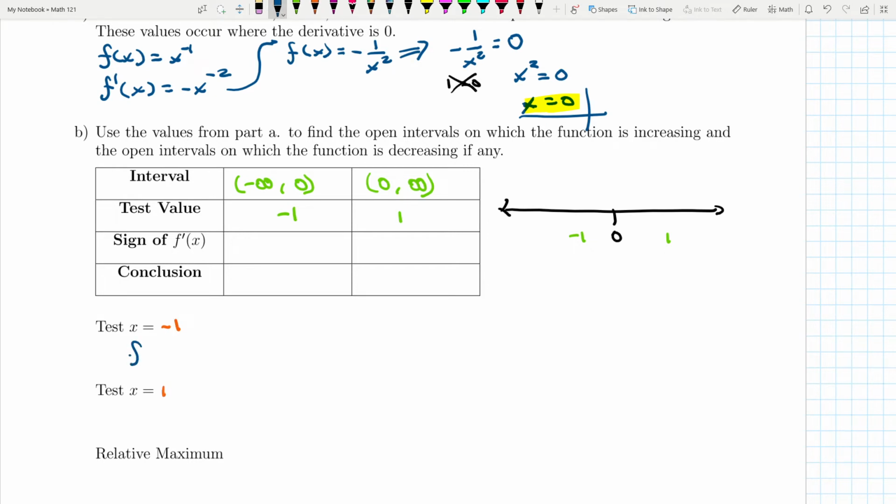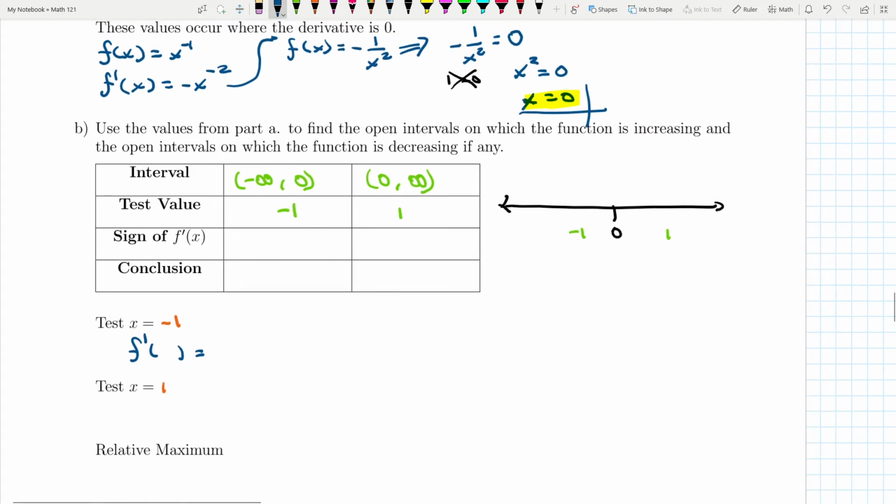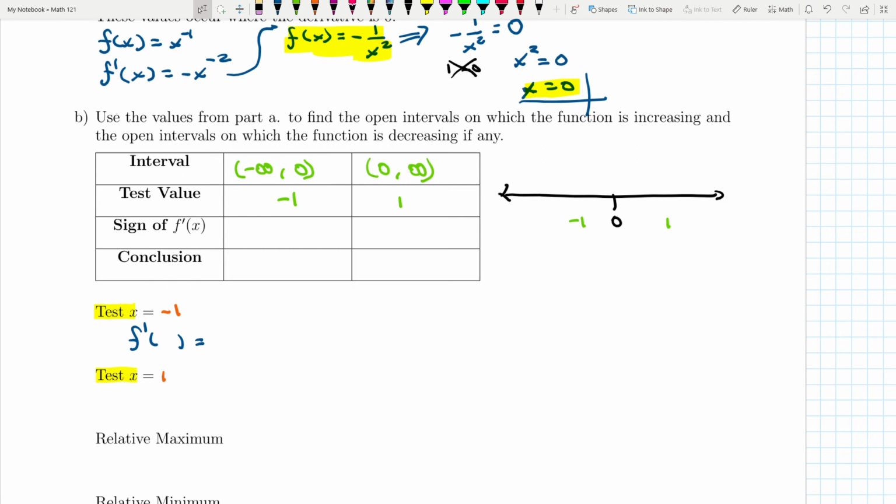For f prime evaluated at negative 1, we test this in the derivative. And the derivative is this one where I'm highlighting this function. So that's negative 1 over quantity squared, plugging in the number negative 1. So first of all, negative 1 squared is positive 1. 1 over 1 is 1 times the negative in the front. That's going to be negative 1. This means that we are going to have a negative derivative.